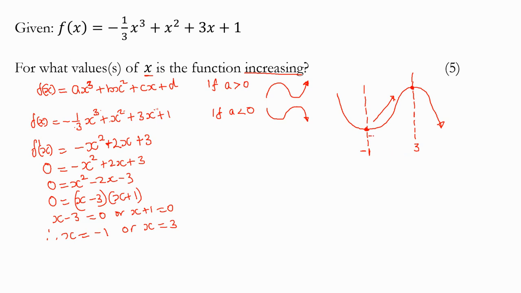Between these x values, this is where the graph is increasing. It's an interval, so x is greater than -1 but less than 3. We cannot include -1 and 3. Why? Because when x is -1, the graph is not increasing; the gradient there is 0 at the turning point. Even at 3, the gradient is 0 at the turning point. So we don't include -1 and 3. That is the answer: for what values of x is the function increasing? When x is greater than -1 but less than 3. That's the answer for our question.